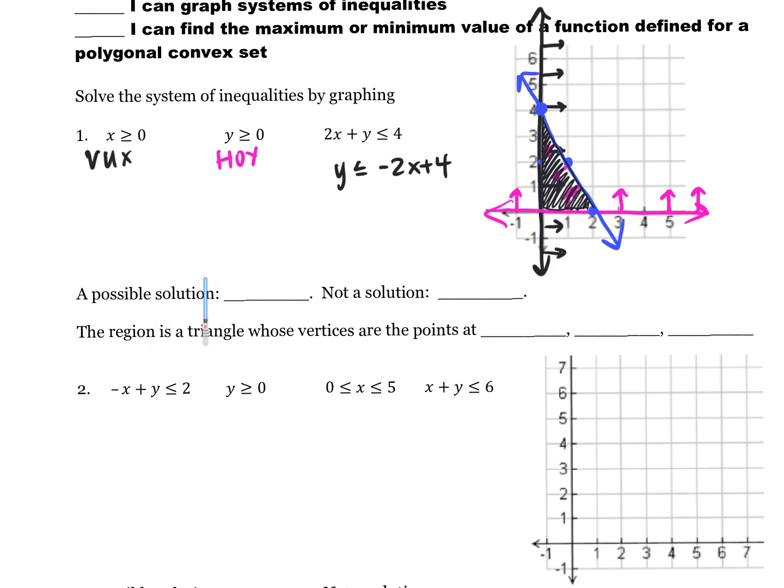So here's the deal, you guys. Who can tell me a possible solution that's in this shaded region? Annabelle? Would you guys agree? 1, 1 is a point in my shaded region. Ritzy, give me a point that's not a solution. 4, 5. Ritz, what if I were to say 4, 0? Is that not a solution? That would not be a solution. Correct, because why? Take into account every single equation. Exactly. It's not in my shaded region.